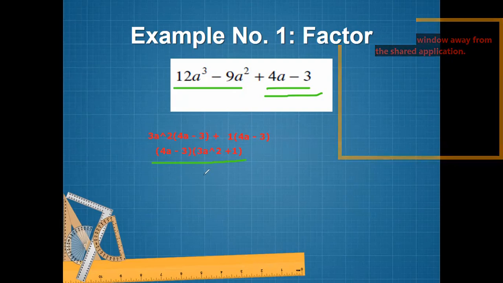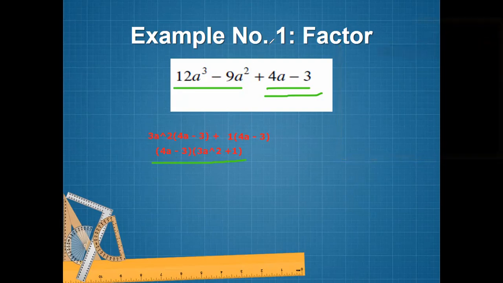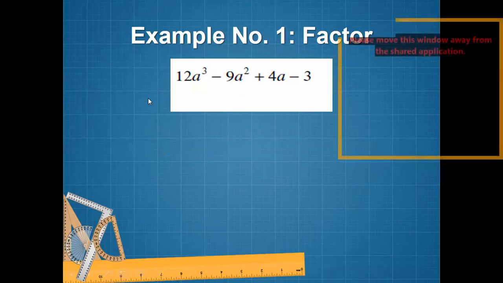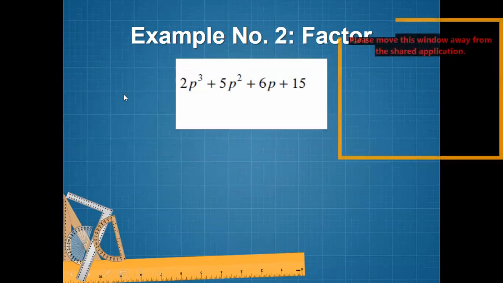Okay, questions? Okay, let's proceed with the second problem. We're going to factor 2p cubed plus 5p squared plus 6p plus 15. Of course, we cannot factor out the constants 2 and 5.